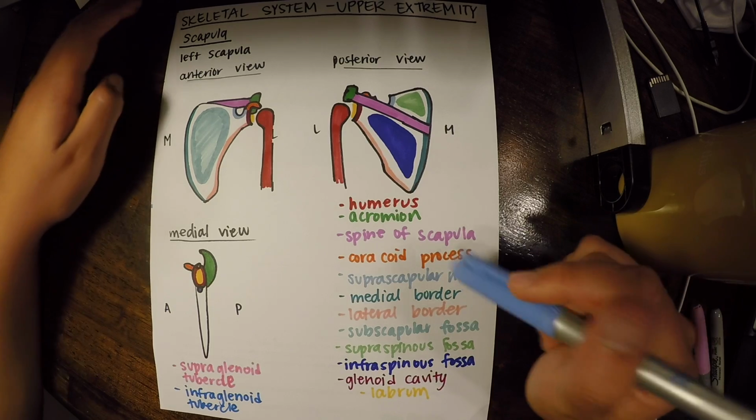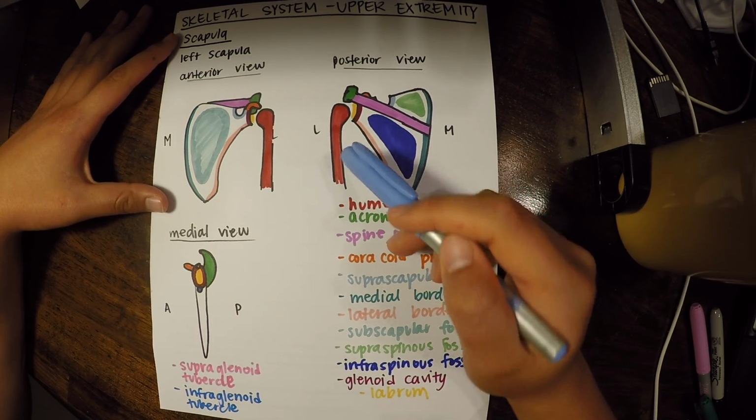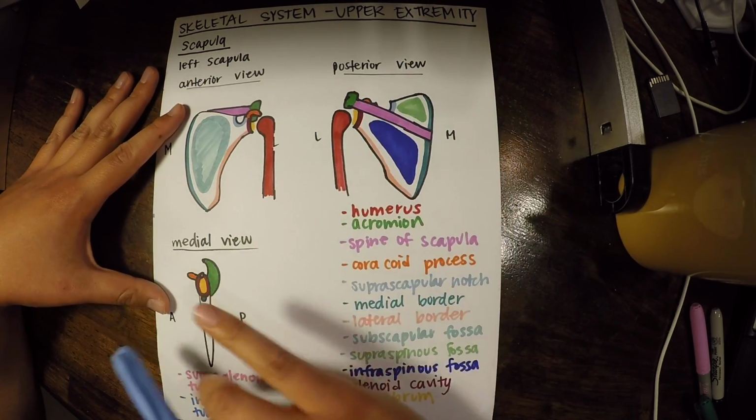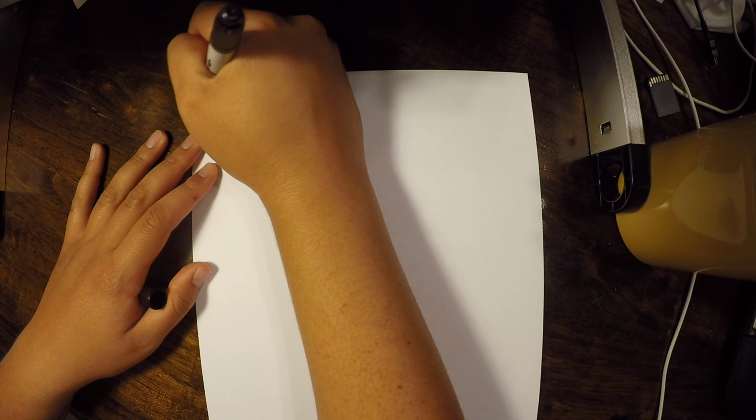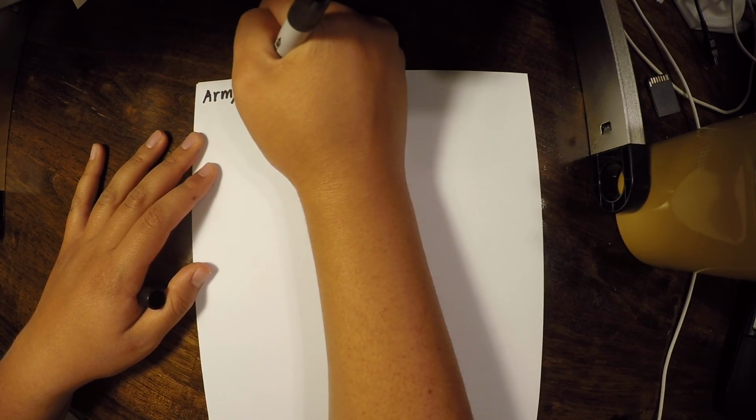Now let's take a closer look at this humerus and some of your other arm bones. So we got the shoulder blade, or the scapula, done from multiple different views. Now we're going to take a closer look at the arm. So we're still on the upper extremity of the skeletal system, but we're going to move to the arm and forearm.